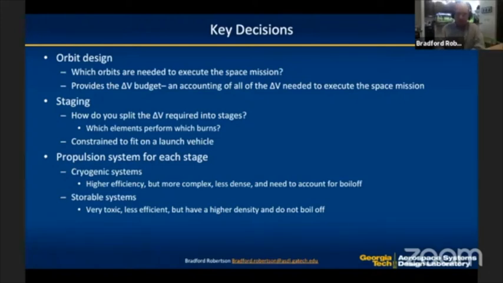So cryogenic systems are higher efficiency, but one thing that I do want to talk about here, especially for in-space systems such as hydrogen, oxygen, and methane, is that in space that will boil off, and I will lose propellant the longer I idle in space. So that needs to be accounted for. Versus the storable systems that are, like I said, more toxic and less efficient, but they have high density and don't boil off. So those are the general trades that we have to make.